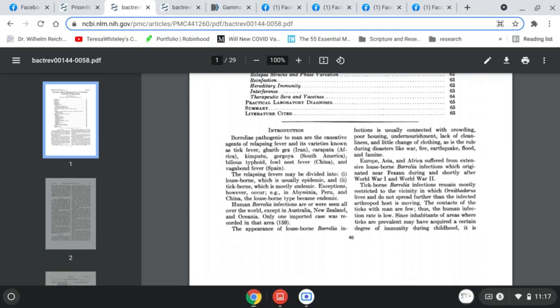So tick-borne Borrelia infections remain mostly restricted to the vicinity in which this one, the ornith, I don't even know how to pronounce that, lives. And again, does not spread further than the infected. That's a lie. These ticks have spread everywhere. Don't let them tell you that, oh, there's no tick-borne diseases here.